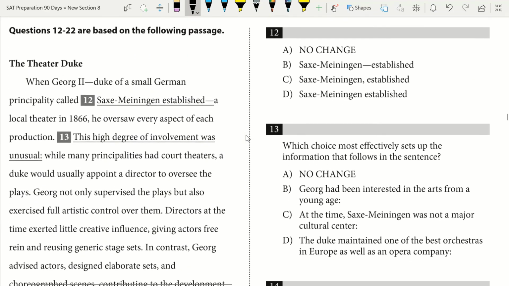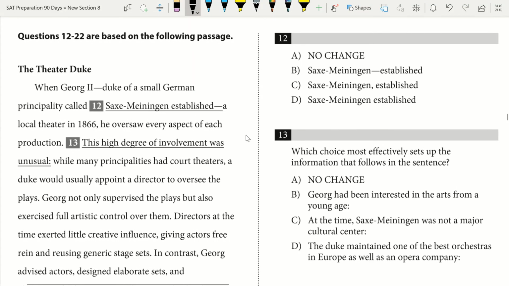All right, now we got question 12 through 22. So we got the theater Duke. So I'm going to move a little bit quicker on this section because I really want to slow down on that first section to give you more tips, tricks, advice, strategies, but I'm going to have to pick it up a little bit for this passage, but I'll still make sure to give you those strategies and advice.